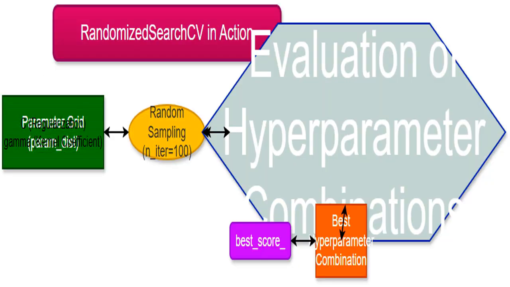This attribute, best_score, in RandomizedSearchCV, stores the highest cross-validation score achieved during the hyperparameter search. It reflects the performance of the best hyperparameter combination found after evaluating many random combinations.